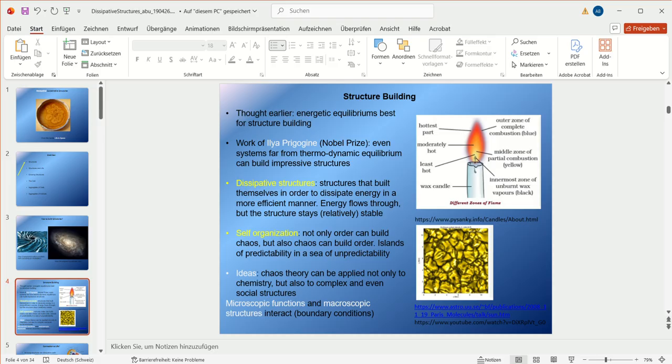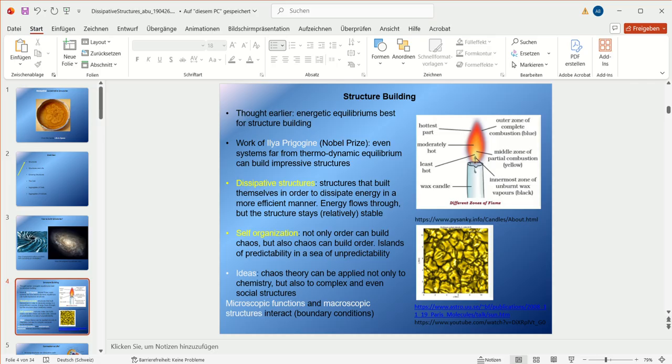For example, if you have a lot of atoms, they can show some regularities, like for example the gas laws, despite the movement of the single atoms being quite chaotic. You can describe the gas, which is a macroscopic structure, without having exact knowledge of the microscopic structures and functions. He dealt with this kind of thing.